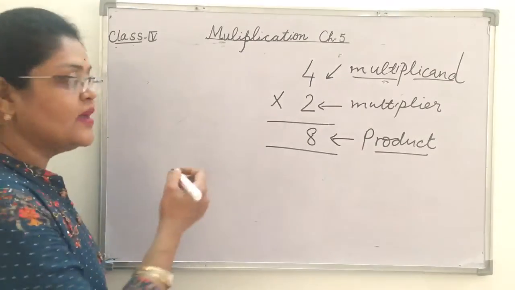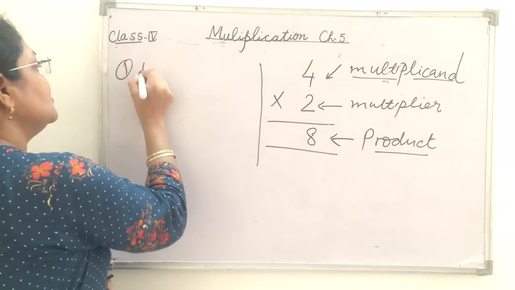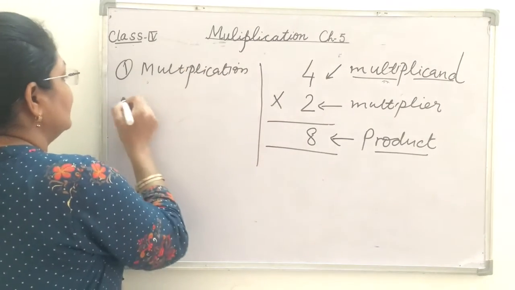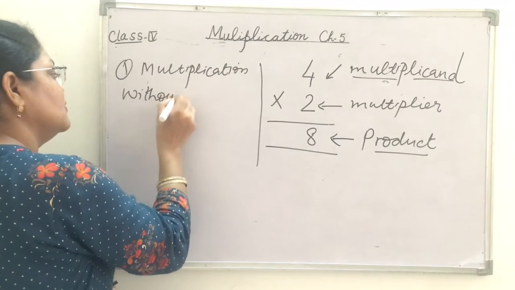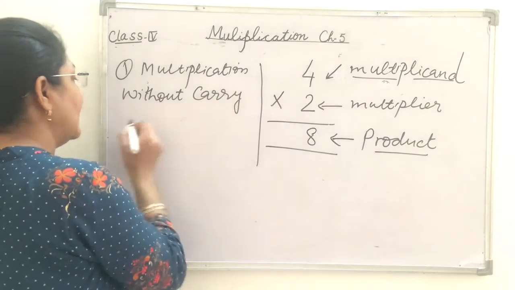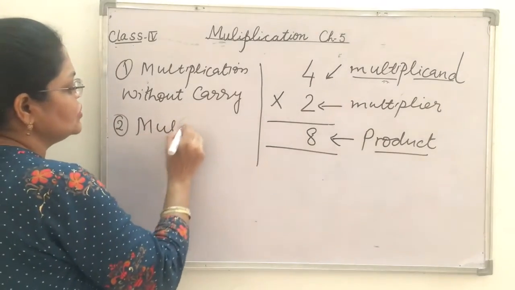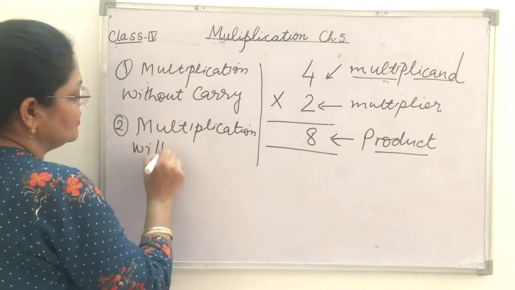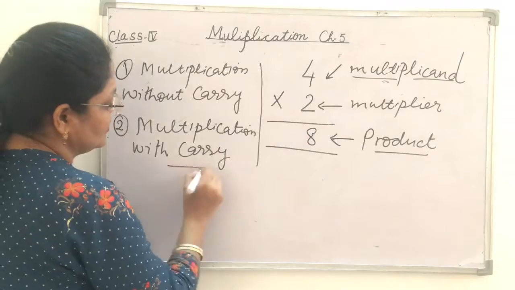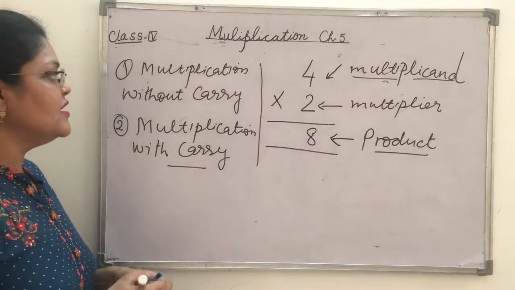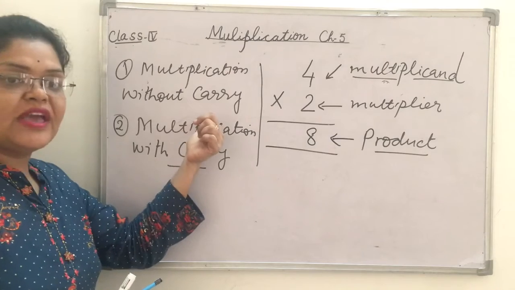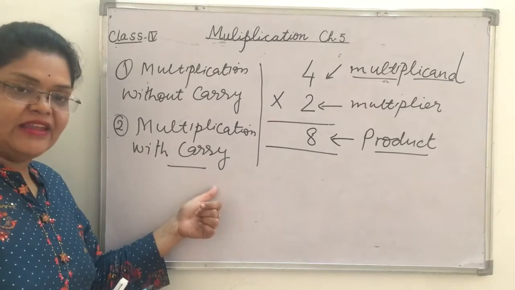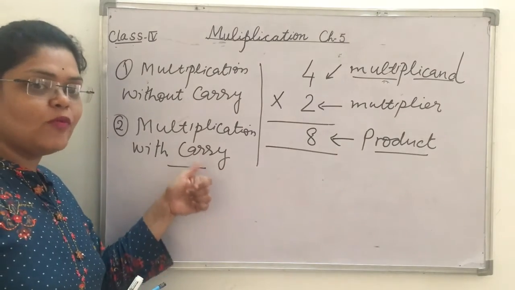Now we'll do more examples of multiplication. So there are 2 methods. First is multiplication without carry, and second is multiplication with carry. In the first, there will be no carry. And in the second type of questions, multiplication with carry, a carry will be there. Let's do one example of both types of questions.